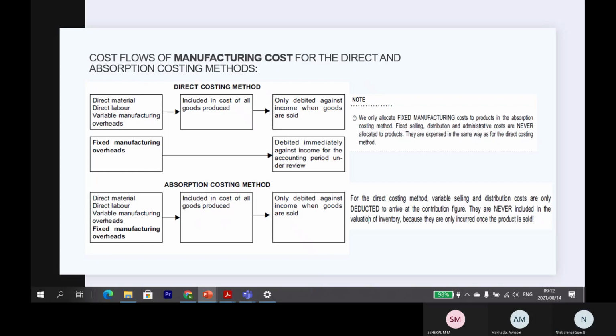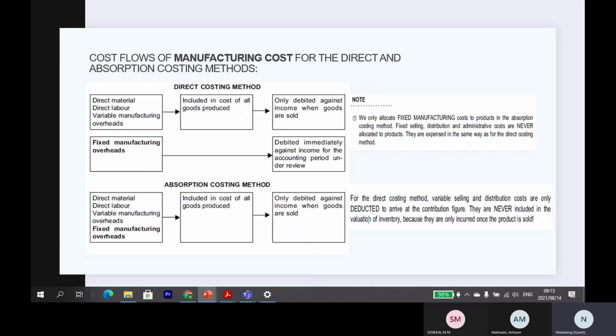Cool. So now, the cost flows of these manufacturing costs for direct and absorption costing methods are as follows. This is from your study guide. It says that under the direct costing method, what you look at, which is what I've been saying, is your direct material, direct labor, and your variable manufacturing overheads. These you include in cost of all goods produced. So it forms part of your product cost.